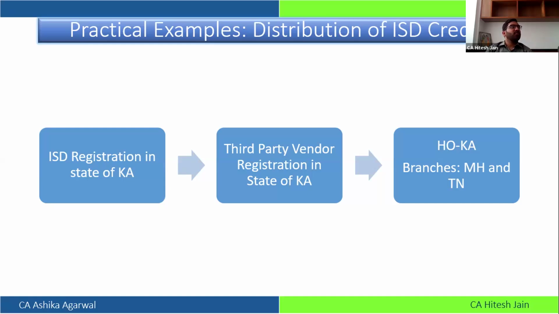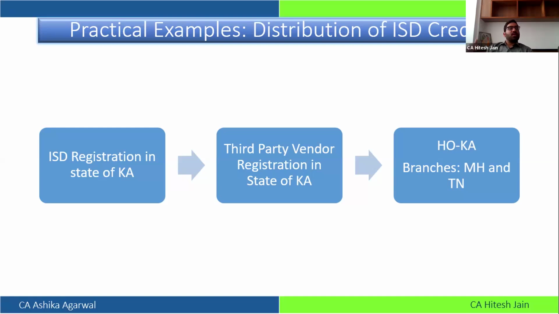Also, the third party vendor from whom I am receiving an input service is also registered in the state of Karnataka. So obviously, since the location of the recipient and the location of the supplier is the same, it is an intrastate supply. The third party vendor will be raising a CGST and SGST invoice to me in the state of Karnataka. Now, how do I distribute the ITC of this particular invoice to my head office in Karnataka and branches in Maharashtra and Tamil Nadu?